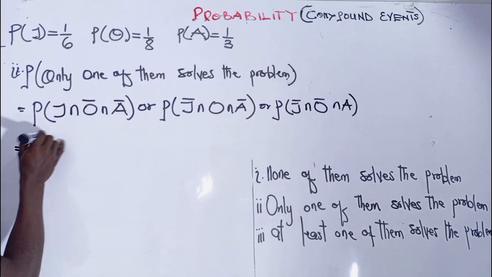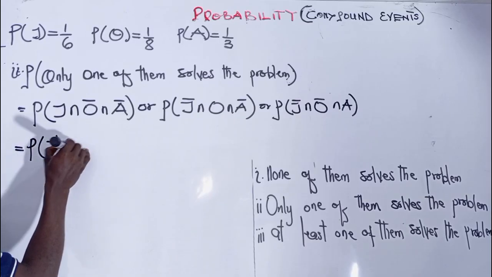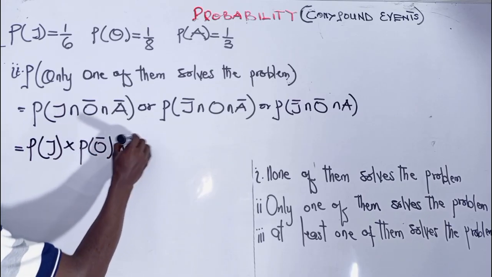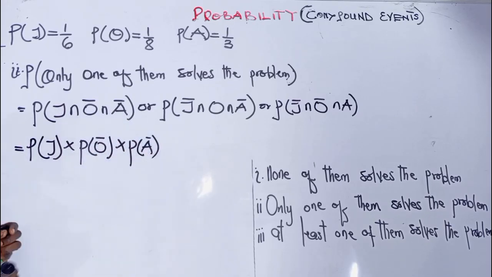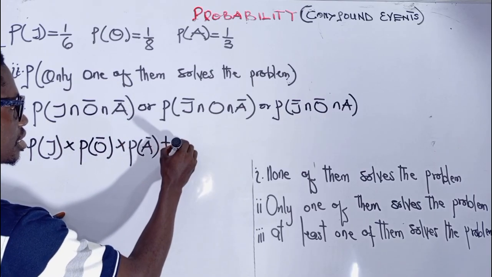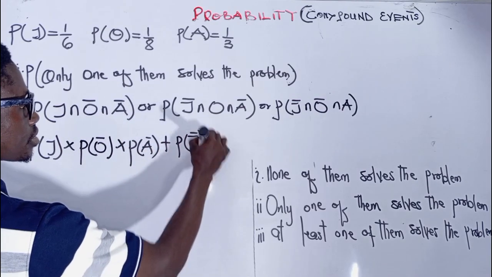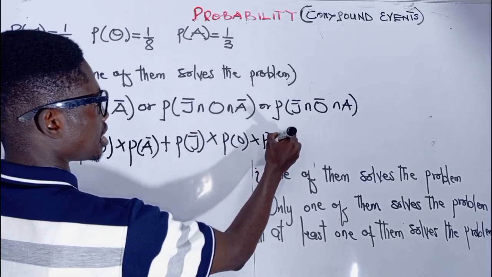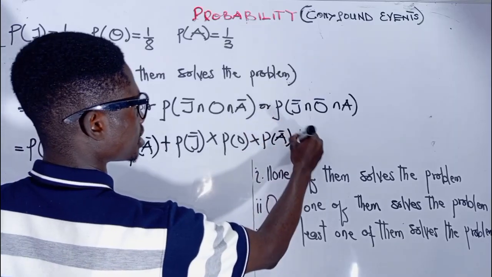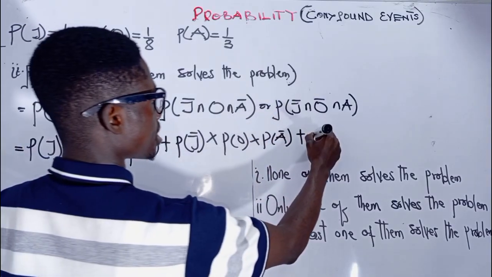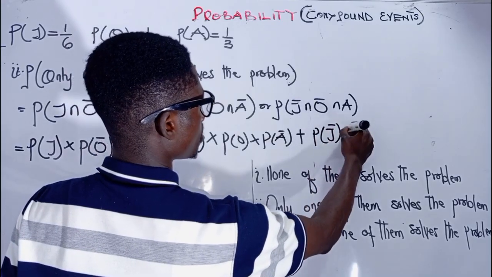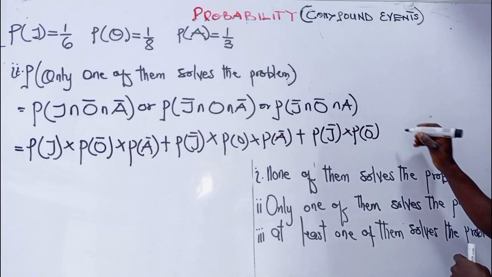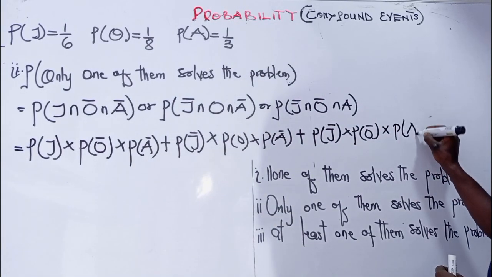So we can write this as probability that Julius solved the problem multiplied by probability that Okai was not able to solve the problem multiplied by probability that Asamoah too was not able to solve the problem. The "or" means addition. We can write this as P of J multiplied by P of O multiplied by P of A complement. The "or" means addition. Then we have P of J complement multiplied by P of O complement multiplied by P of A.